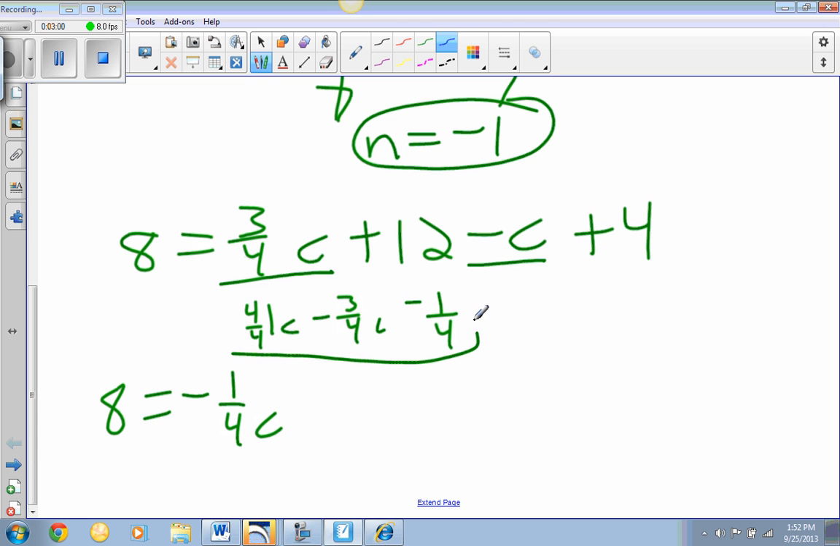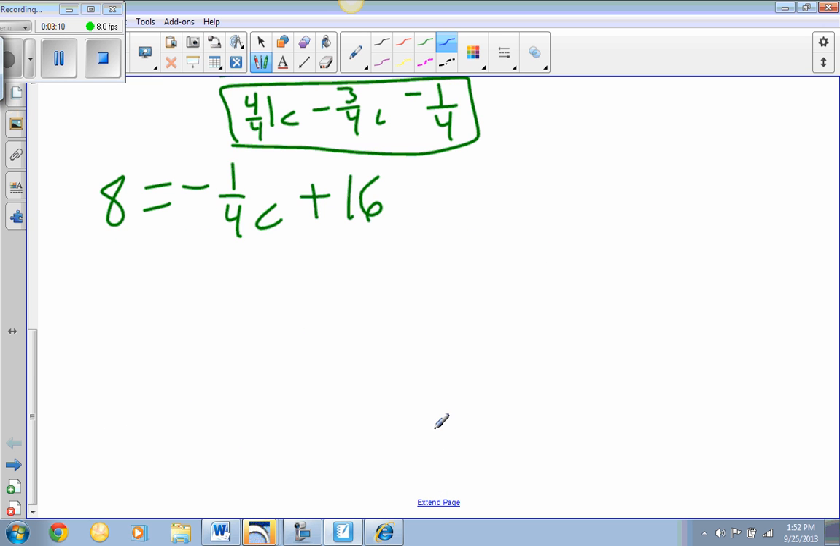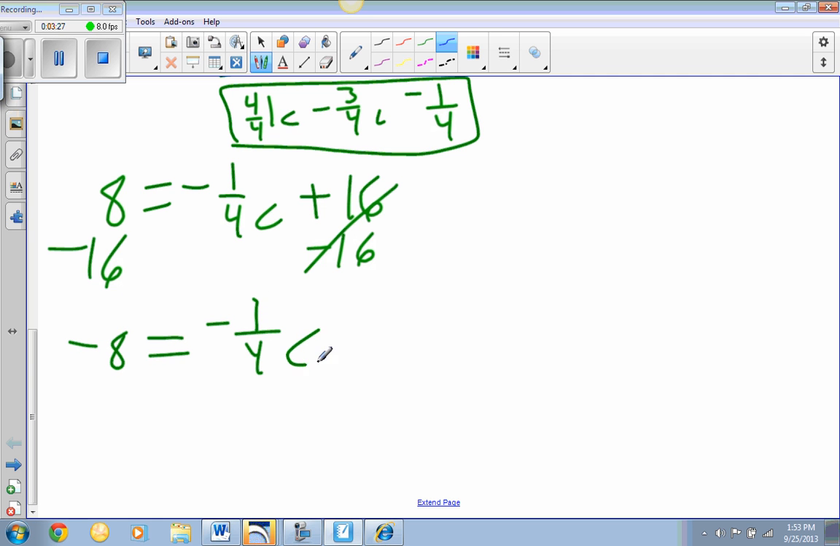Okay, this is just to show you how I was combining the c's. Then I also have a plus 12 and a plus 4. Well, they're both positive, so just add them up, and that becomes plus 16. Okay, and don't let the fraction worry you. We'll get there. We'll take care of it. So I can't get rid of the 1/4 because there's something else being added or subtracted, so I have to get rid of that. So I'm going to minus 16. That gives me a -8, and I have this -1/4 c.